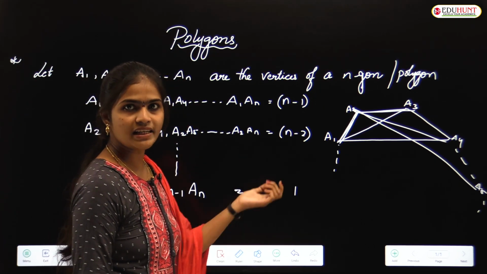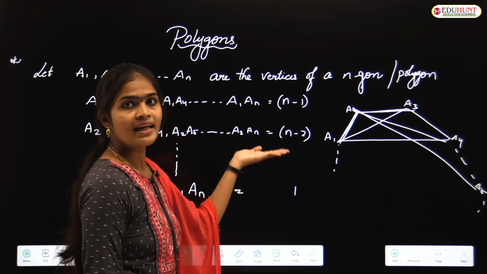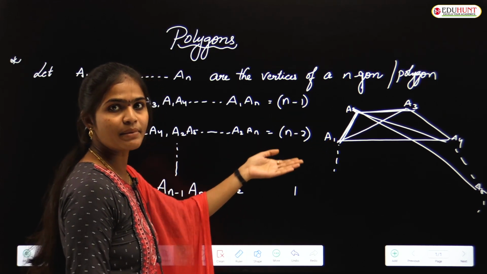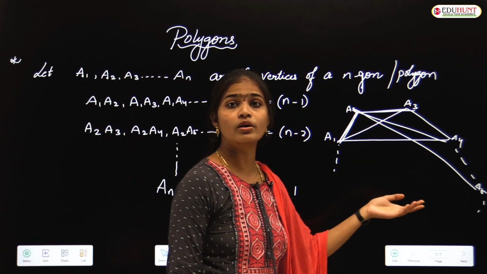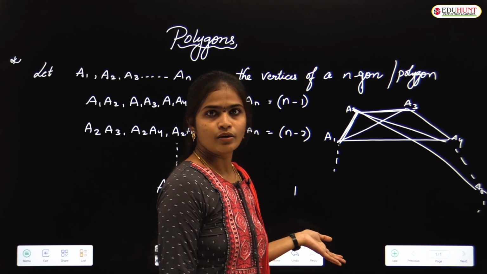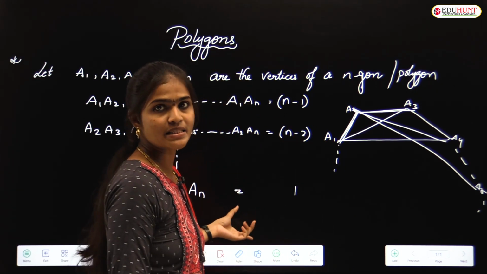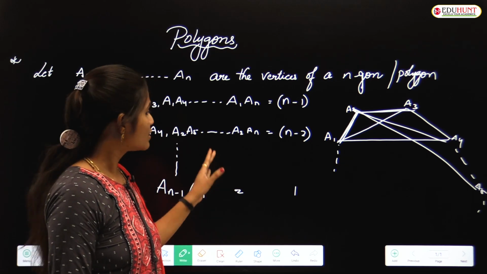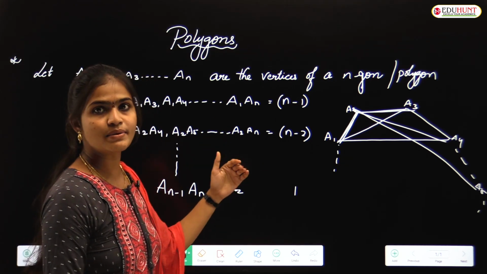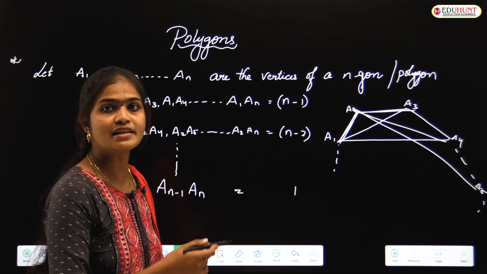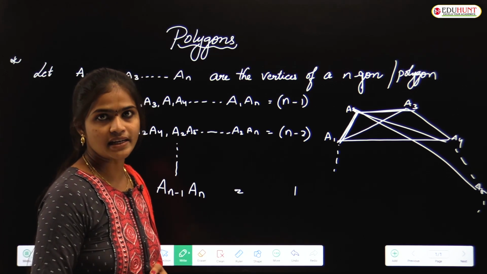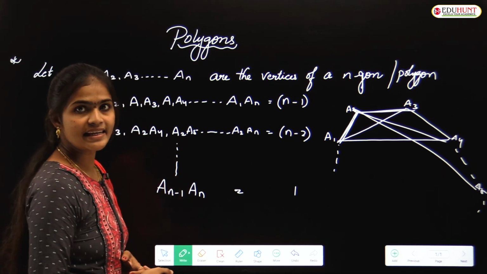What we previously wrote, I am writing again: n minus 1 plus n minus 2 plus n minus 3 plus n minus 4 plus and so on up to 1. Just now I am explaining how you got that expression. So in this method we got n minus 1 plus n minus 2 plus n minus 3 and so on plus 2 plus 1. Like this way we got that expression.